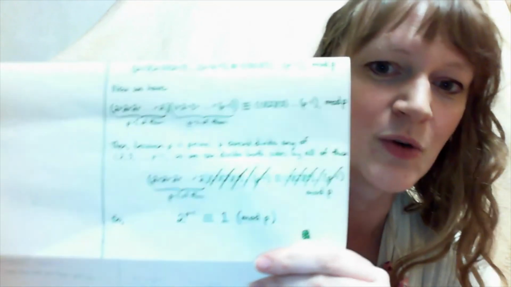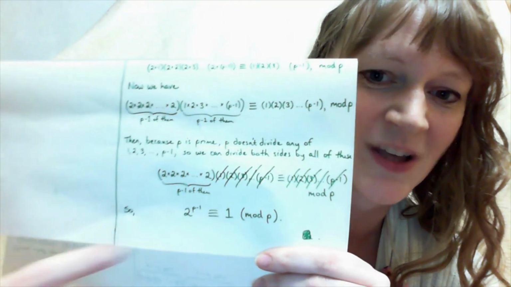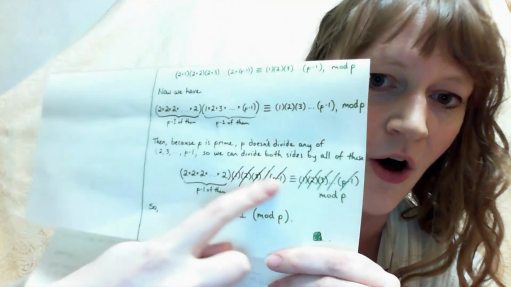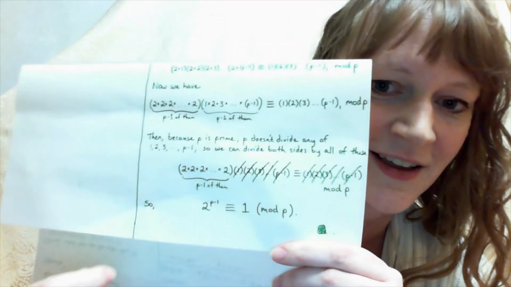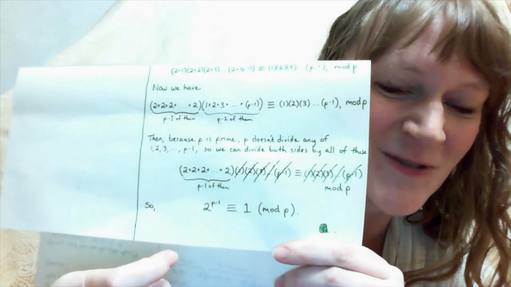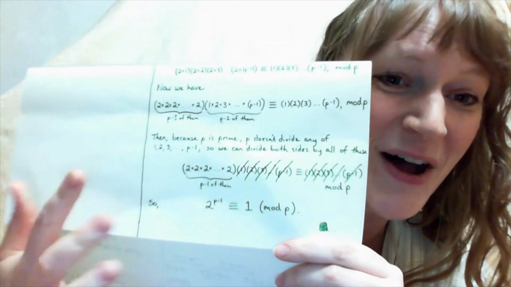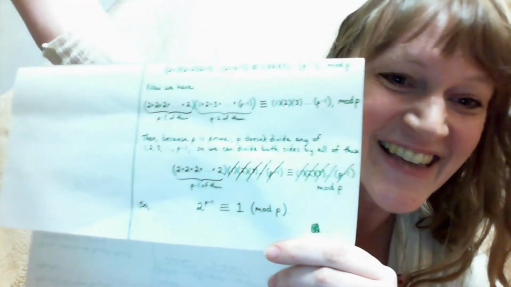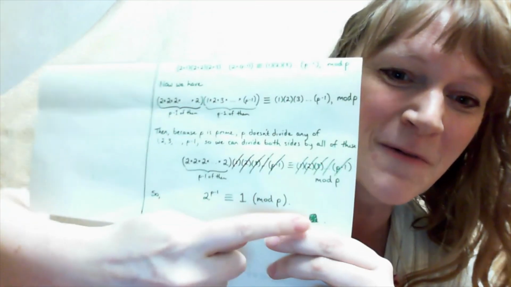Now, using modular arithmetic, we can cancel all of these, and look what we get. 2 to the power of P minus 1 is congruent to 1 in mod P. That's it! That's what we wanted to prove! Done. So there you have it.